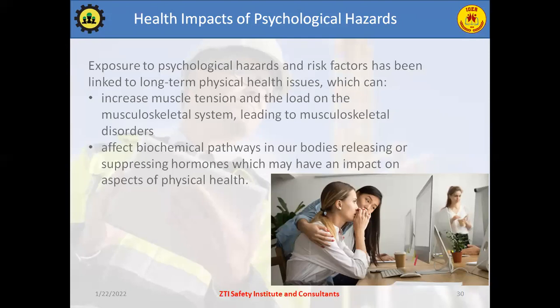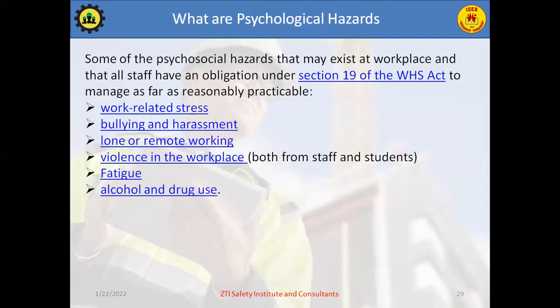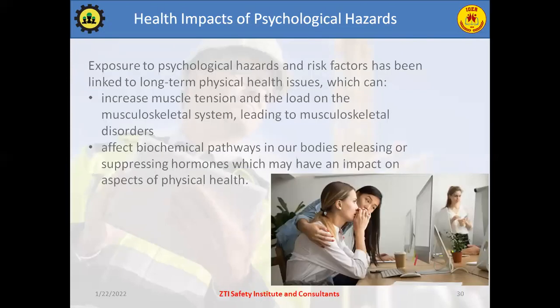So whenever a human being is working in any kind of workplace, and if that workplace routinely has, like we have covered in the previous slide, work-related stress, bullying and harassment, lone or remote working conditions, and violence in the workplace is a normal thing, all of these conditions aggravate and contribute to the way the human body reacts, releasing certain suppressing hormones, which can have an effect on the physical health of the body.